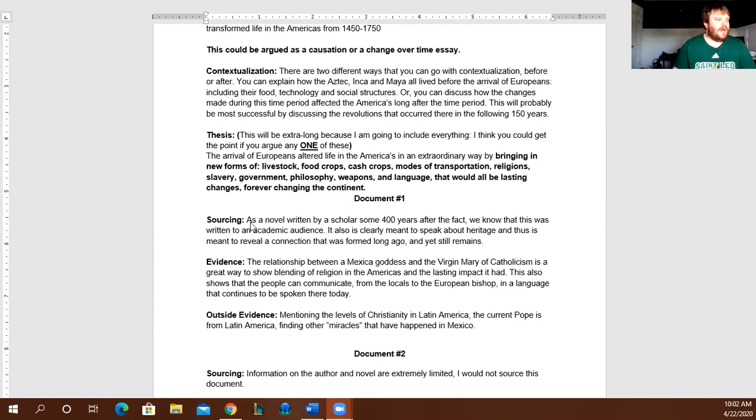So document 1. For sourcing, as a novel written by a scholar some 400 years after the fact, we know that this was written for an academic audience. It's also clearly meant to speak about heritage and thus is meant to reveal a connection that was formed long ago and yet still remains. If you wanted to look up more about the author or about the reason for the book being published, you could have, but ultimately, realize that it's written for an academic audience and it's more or less trying to just show the connection to a heritage that this author herself has, right?